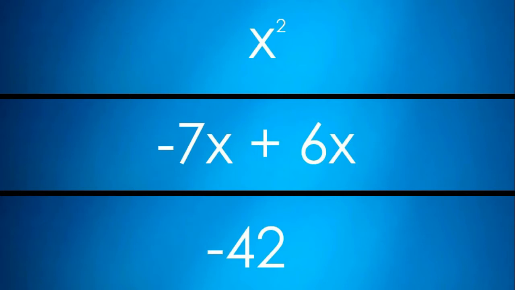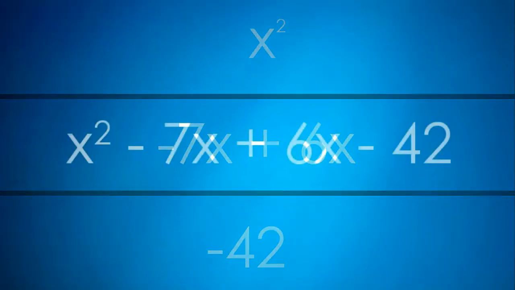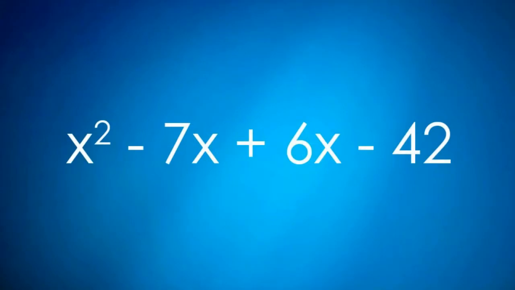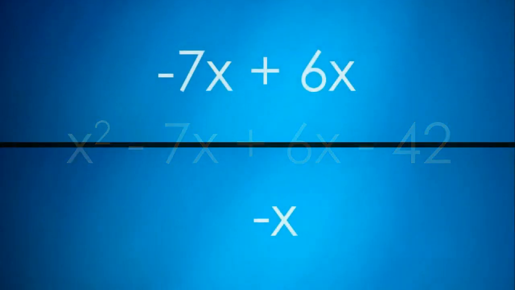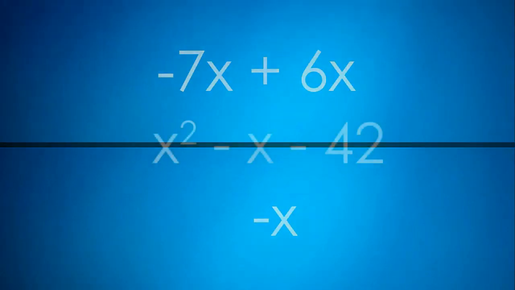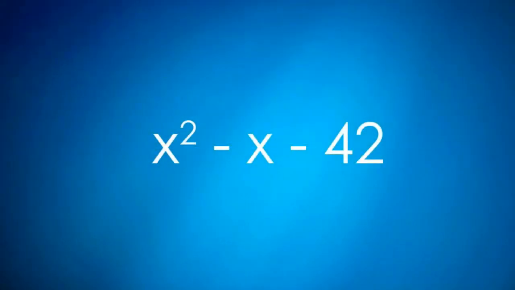Therefore, quantity x plus 6 times quantity x minus 7 is equal to x squared minus 7x plus 6x minus 42. The last thing that we're going to do in the FOIL method is to combine similar terms. In the equation, negative 7x and 6x are like terms, and when combined, it will result in negative x. Now that we have combined the like terms, the whole equation will be equal to x squared minus x minus 42.